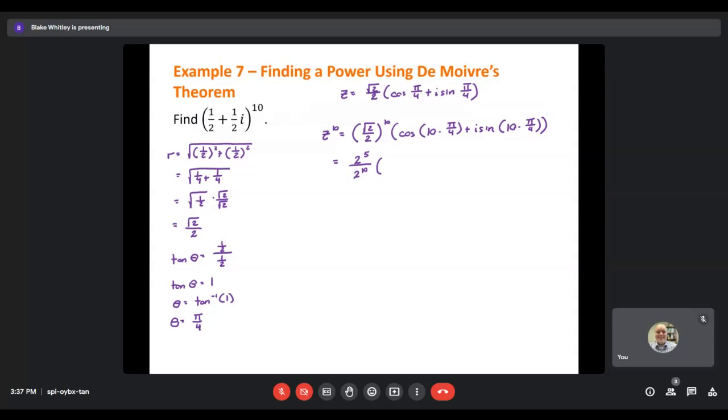All right, now our cosine, we have cosine of 10 times pi over 4. If I simplify that, it would be 10 pi over 4, which would give us 5 pi over 2. So we're going to get 5 pi over 2 plus i times the sine of 5 pi over 2.